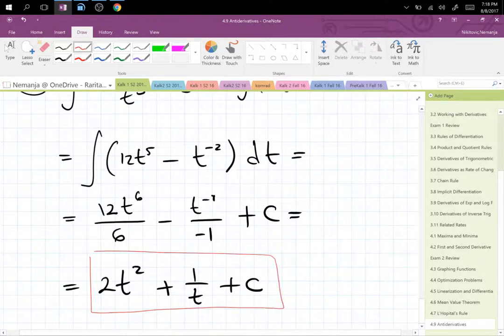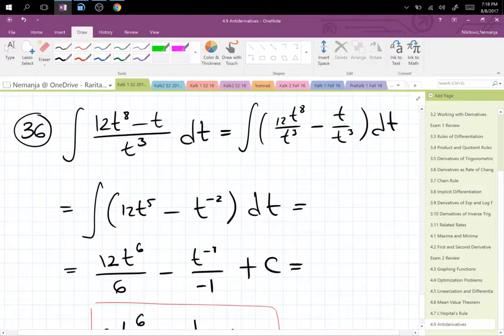Now you can check this by taking the derivative and, oh wait, I put a square instead of 6. This is 6. So if you take the derivative of this and then you add fractions with a common denominator, you must end up with the original problem. Exactly.